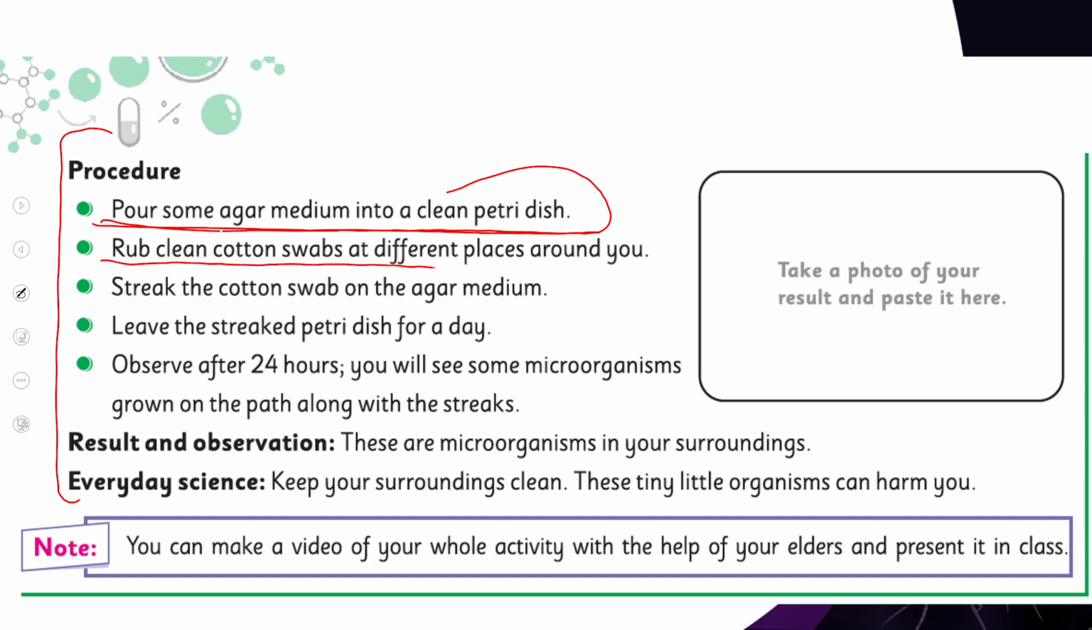Rub clean cotton swabs at different places around you. अब आपने different जो cotton swabs हैं वो लेने हैं और उनको different places पे लगाना है. Streak the cotton swabs on the agar medium. इसके बाद हम कैसे streaks बनाएंगे I will show you. Leave the streak petri dish for a day.